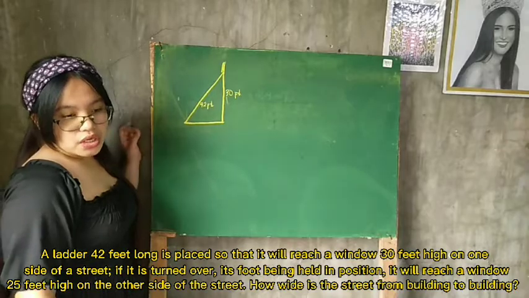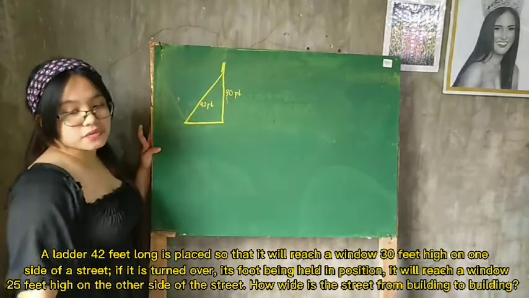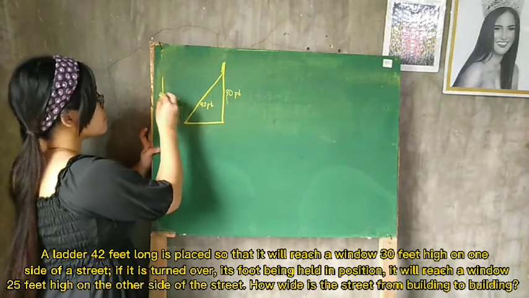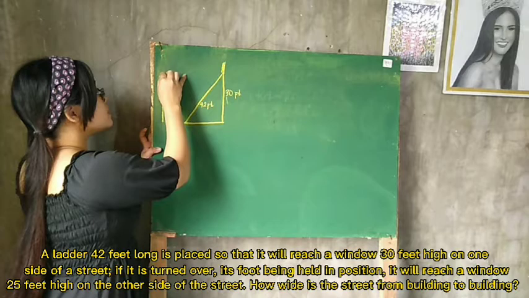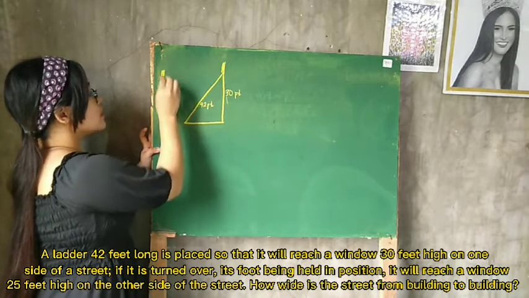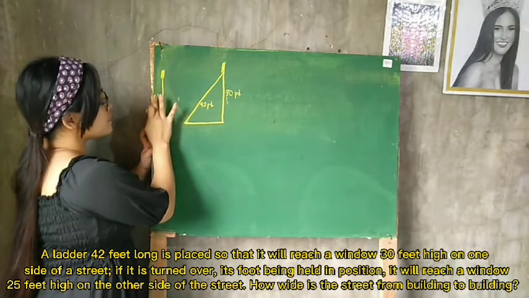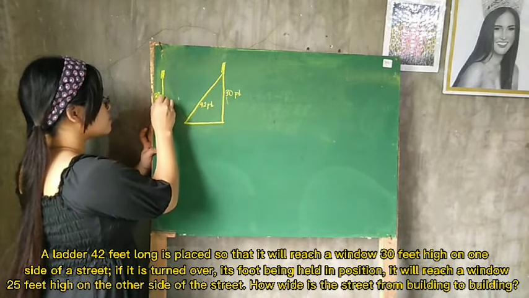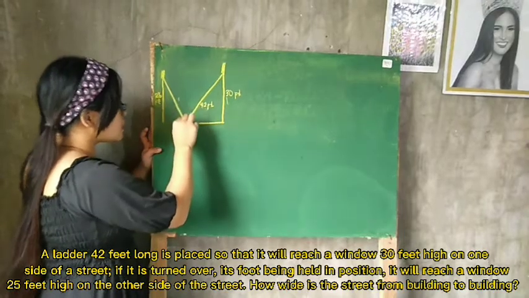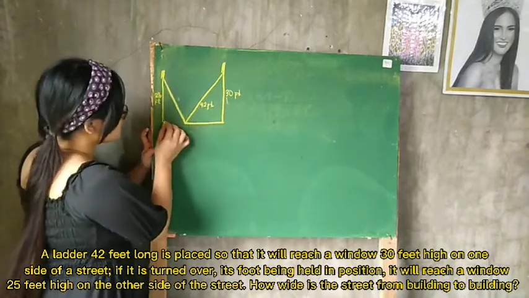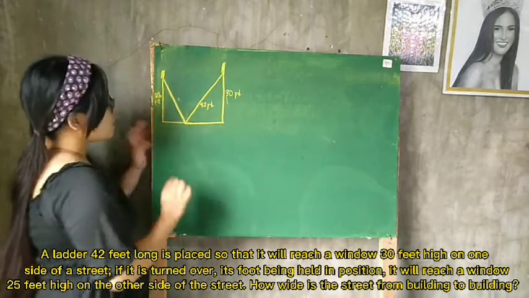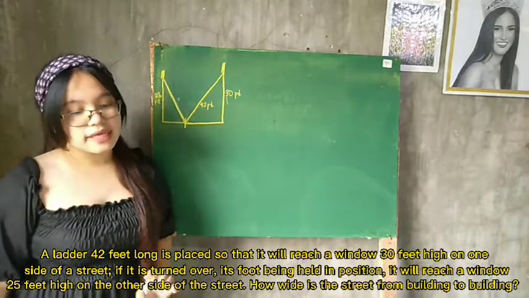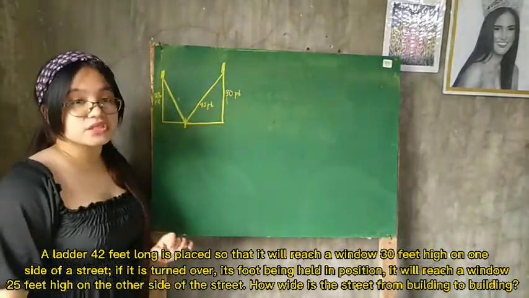Next, if the ladder is turned over, it will reach the window on the other building. So let's say that this building, and here is the window, is 25 feet high. But the length of the ladder is the same. Okay, so the question is, how wide is the street from building to building?